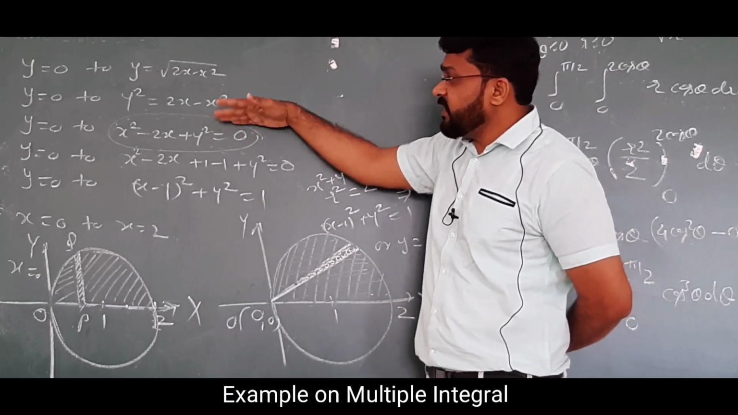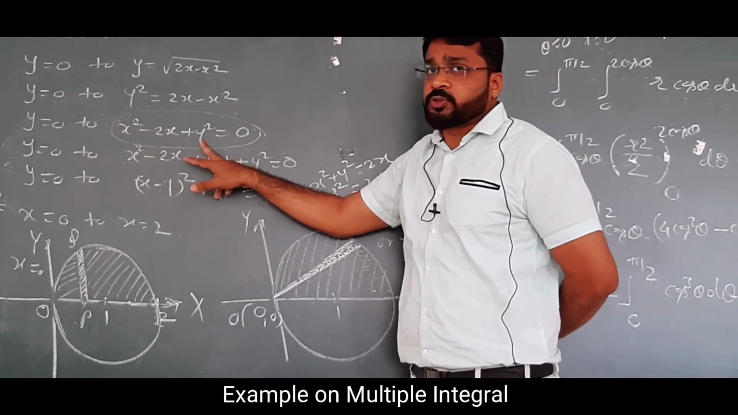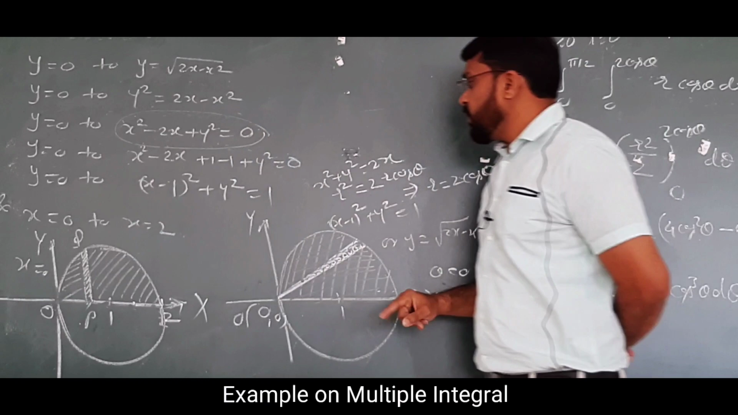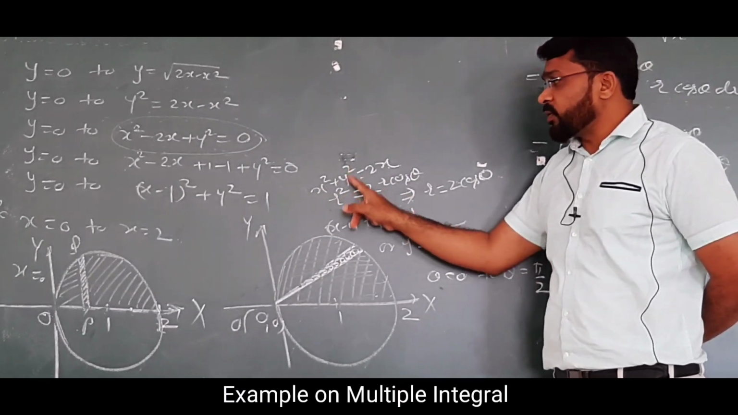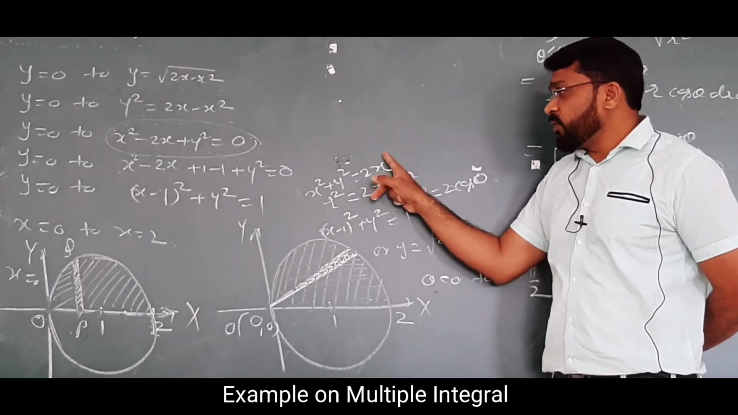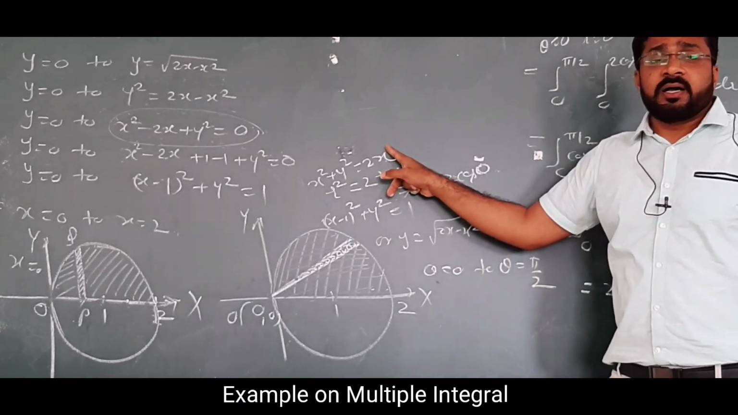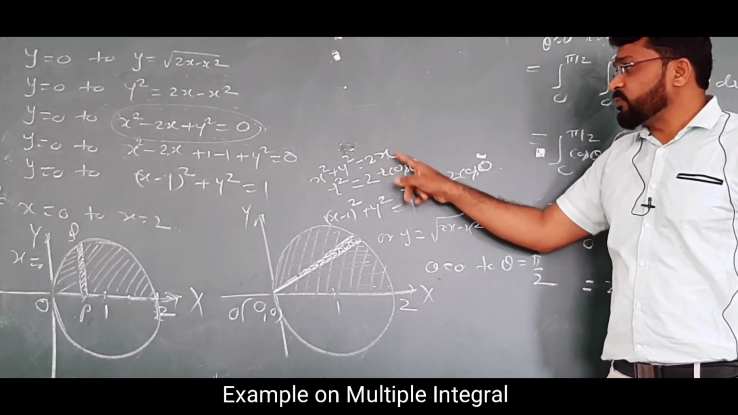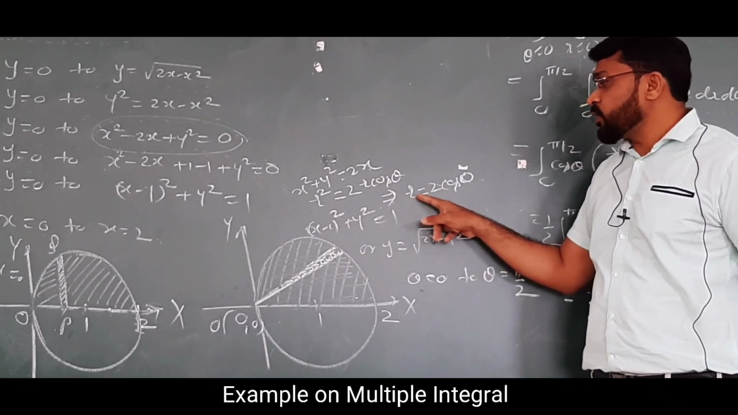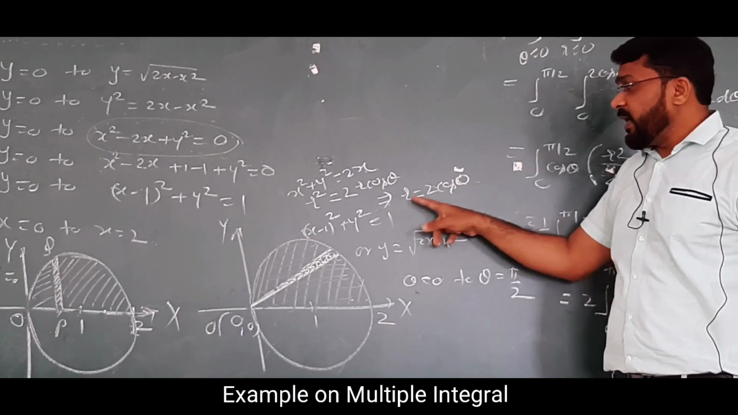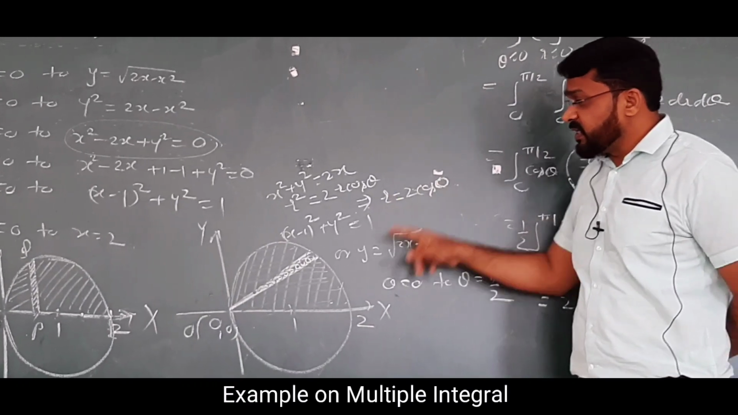इसको हम ऐसे भी लिख सकते हैं x square minus 2x plus y square. 2x को आप यहाँ भेज दीजिए तो मेरे पास बचेगा x square plus y square equals to 2x. So x square plus y square, that is r square, and we know that while converting the Cartesian to polar I put x as r cos theta. यहाँ पे r कैंसिल हुआ, I get r equals to 2 cos theta. So r equals to 2 cos theta, this represents this circle.